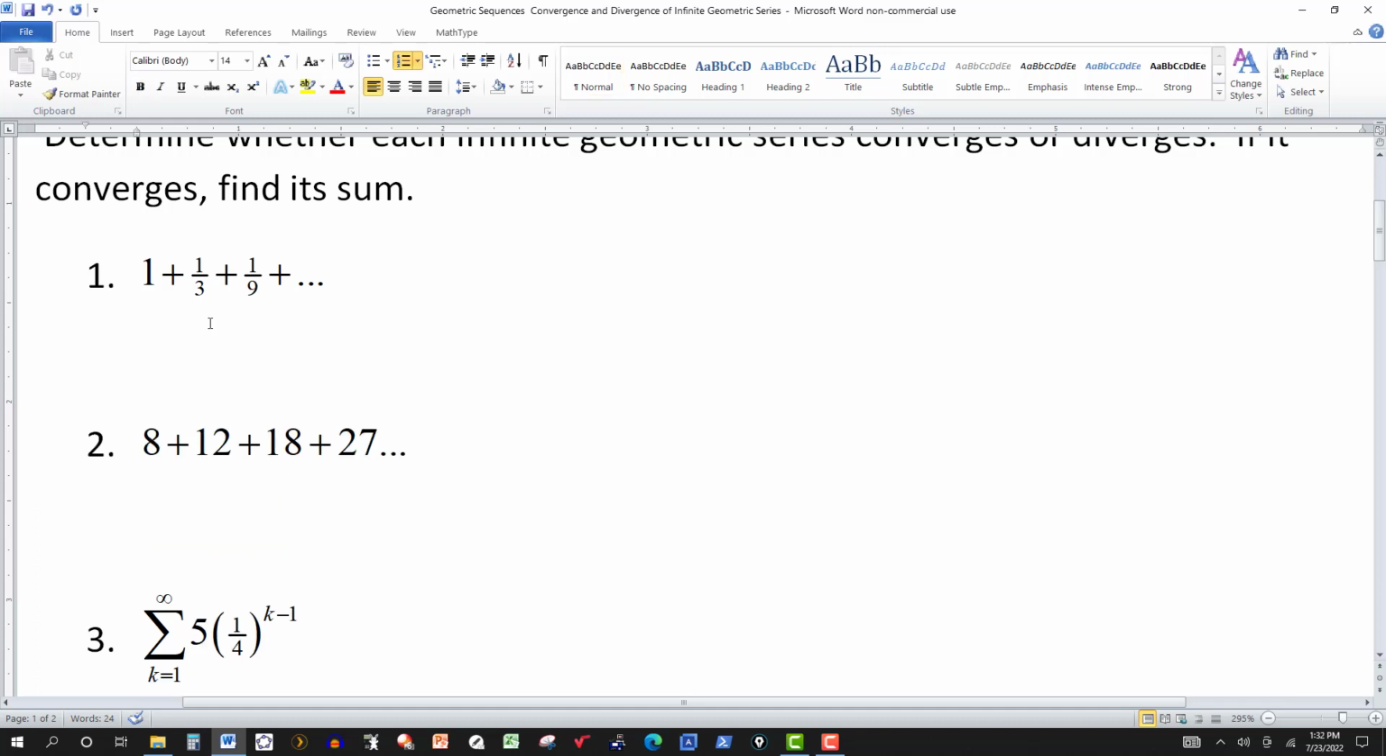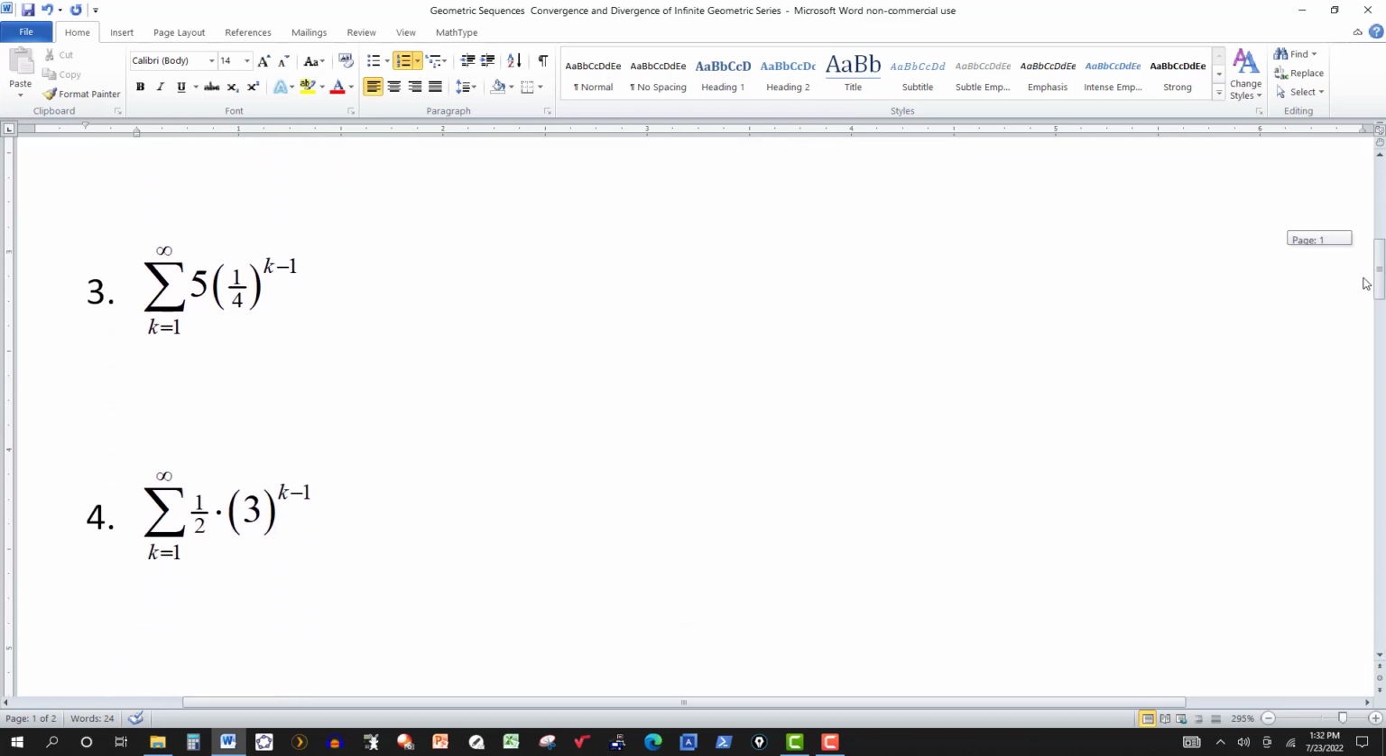Okay, so let's look at the first one. This one, they give you the terms, no summation. We have 1 plus 1/3 plus 1/9. The 3 dots means it goes on forever, so this is an infinite series. These are all infinite geometric series because we're adding the terms.